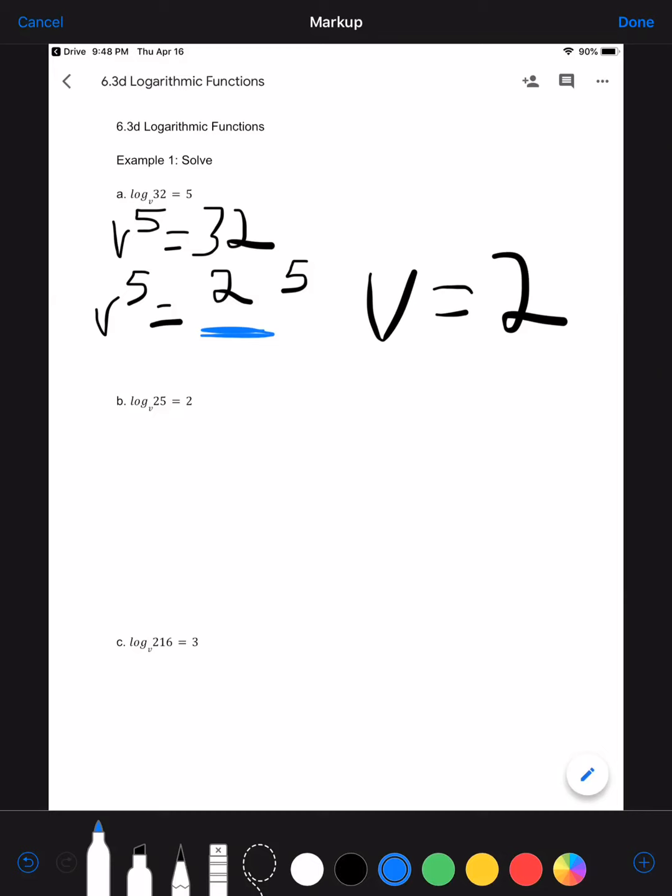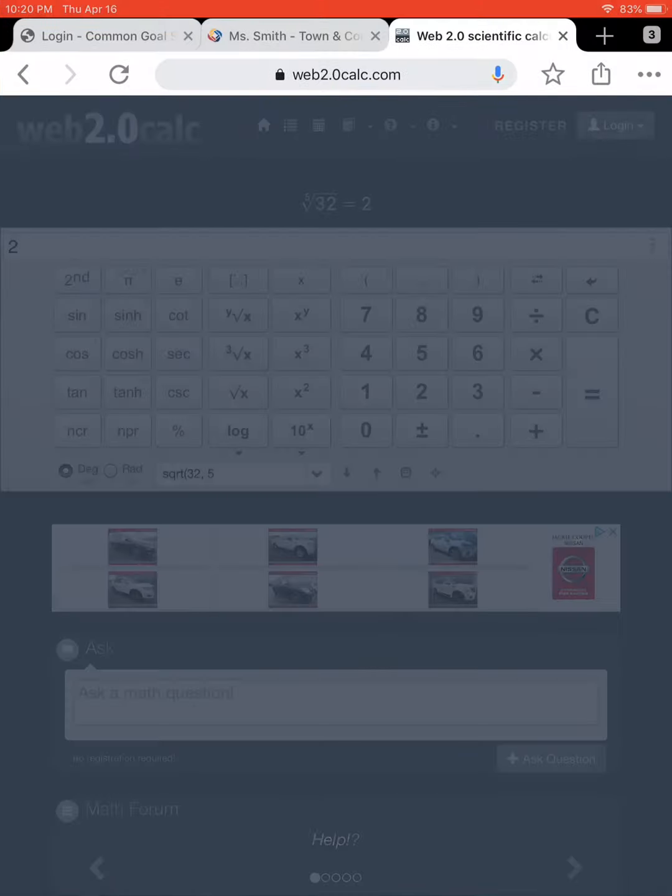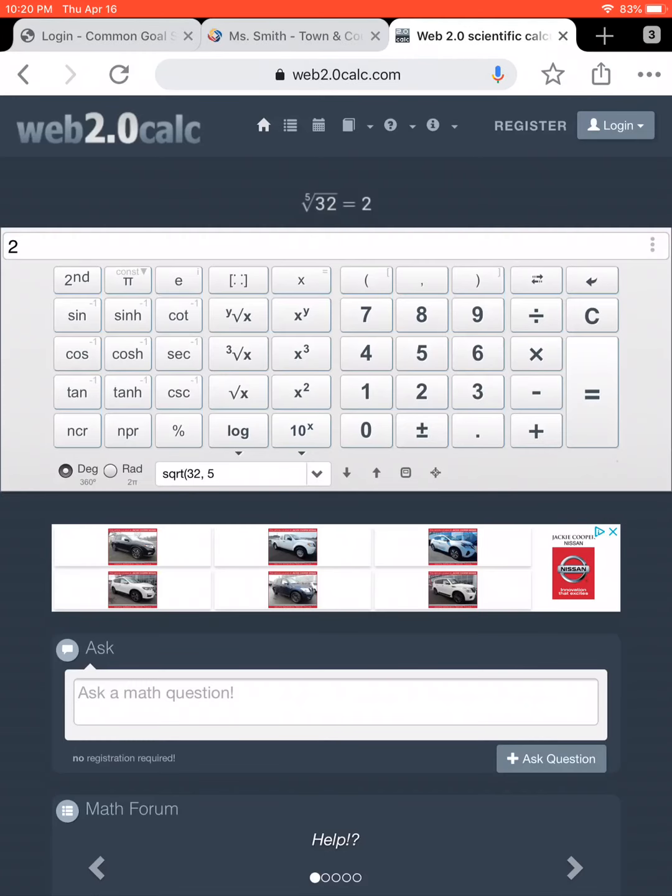Next, we're going to do the same thing. We're going to switch all our stuff around. We have v to the 2nd is equal to 25. I'm going to go back to our calculator. Do the same process. This is annoying having to let it load. But anyways, you're going to hit that. Sometimes it does this where it takes your answer from the last one. Just clear that stuff out and then start over.